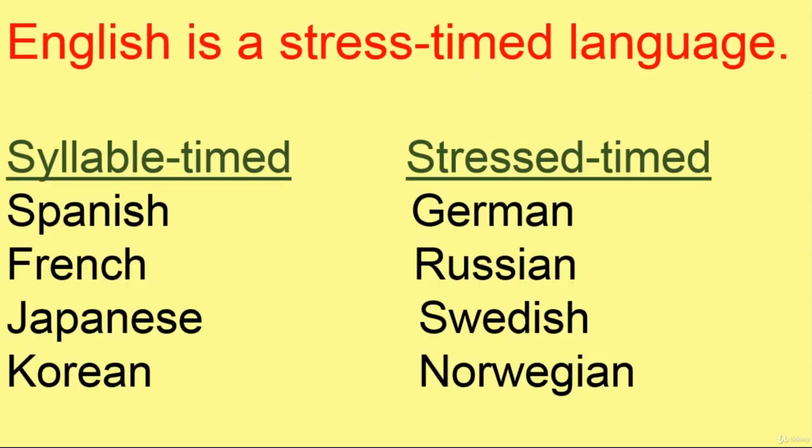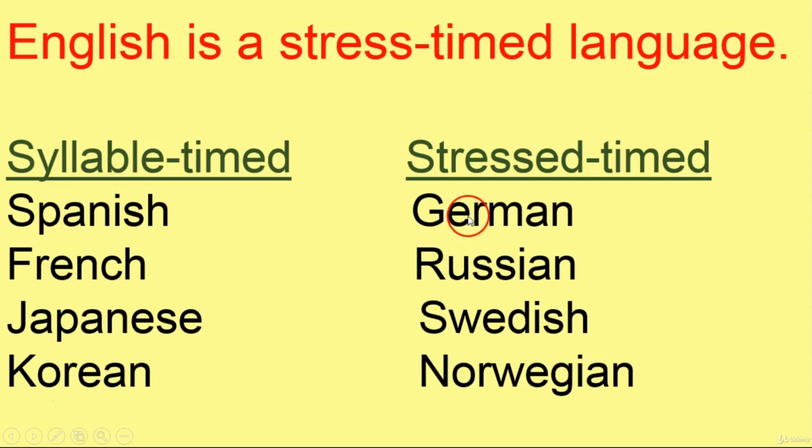As you recall, all languages have rhythm, but rhythm is not used in the same way among all languages. When talking about rhythm in language, we can divide languages into two groups: syllable-timed languages and stress-timed languages. In syllable-timed languages, the rhythm is fairly regular, and each syllable lasts about the same length of time. Examples of syllable-timed languages are Spanish, French, Japanese, and Korean.